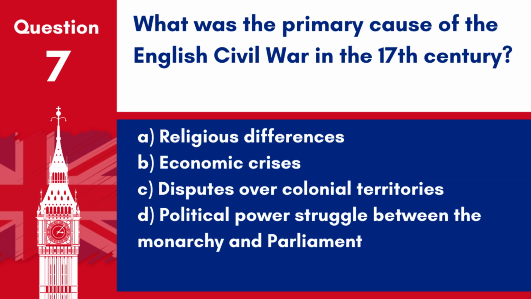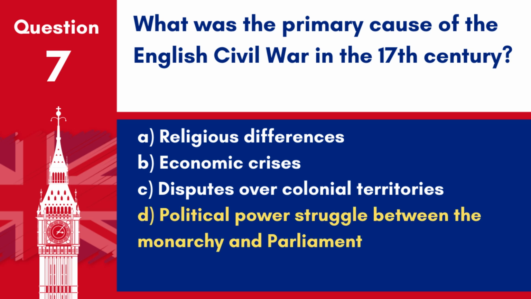Question 7. What was the primary cause of the English Civil War in the 17th century? A. Religious differences. B. Economic crisis. C. Disputes over colonial territories. D. Political power struggle between the monarchy and parliament.